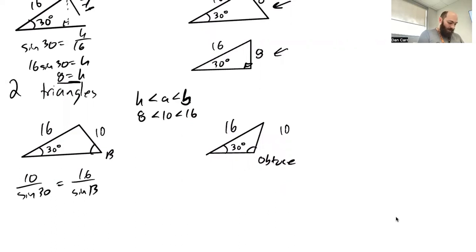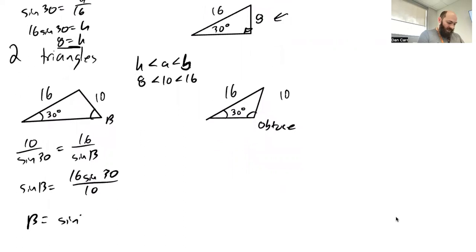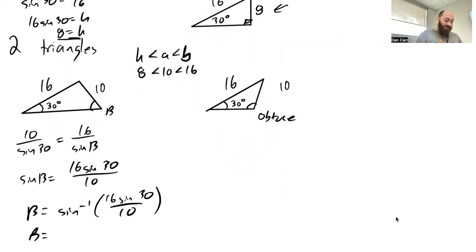Okay. And I rearrange this a little bit so that the sine of B is equal to 16 times the sine of 30 divided by 10. So that B is equal to the inverse sine of 16 sine of 30 over 10. Okay, this will give me my one possibility of my angle. So inverse sine of 16 times the sine of 30 divided by 10 gives me 53.13 degrees. Okay, but that is if it's acute.